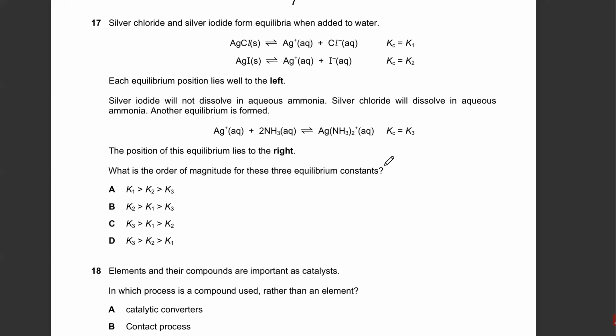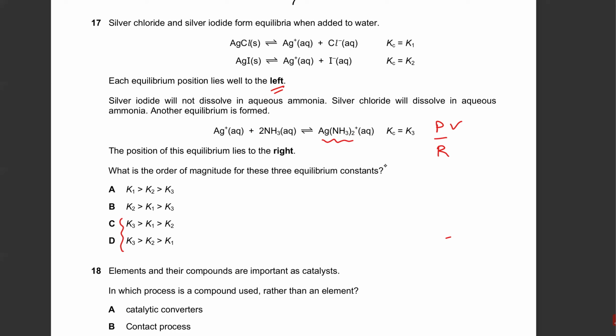First one, which one is the biggest? The biggest would be the one to the right. K3. Okay, so it's to the right, so you got more products, right? So K3, right? Yes. K3 is the biggest. What about K1 and K2? I mean, they're the smallest, right? Because they're to the left. Yes.